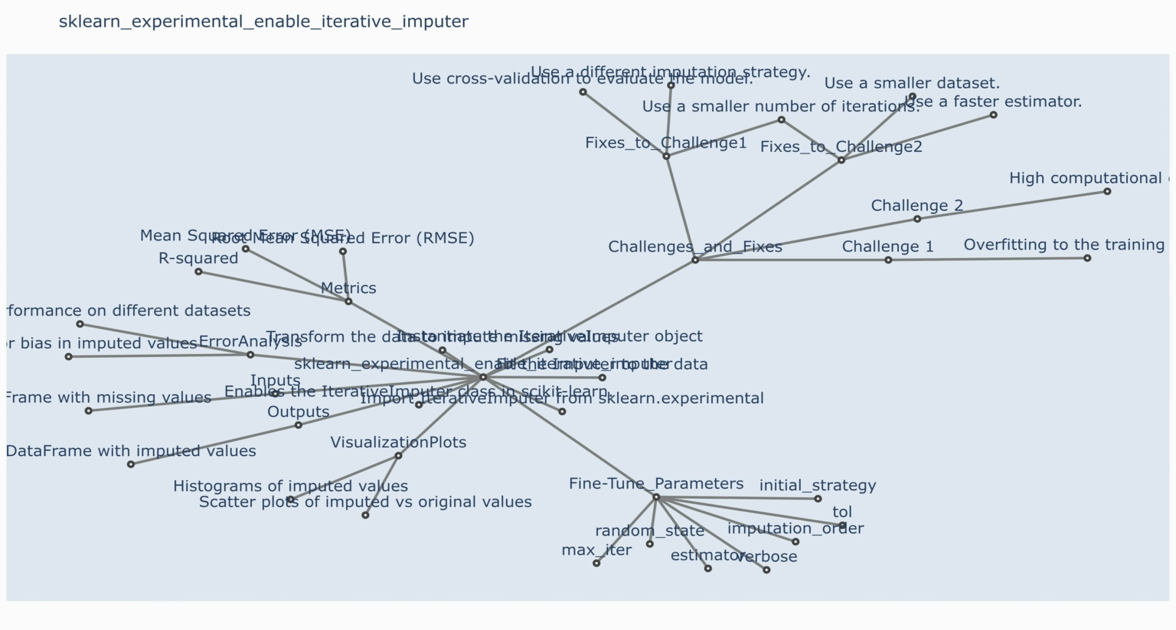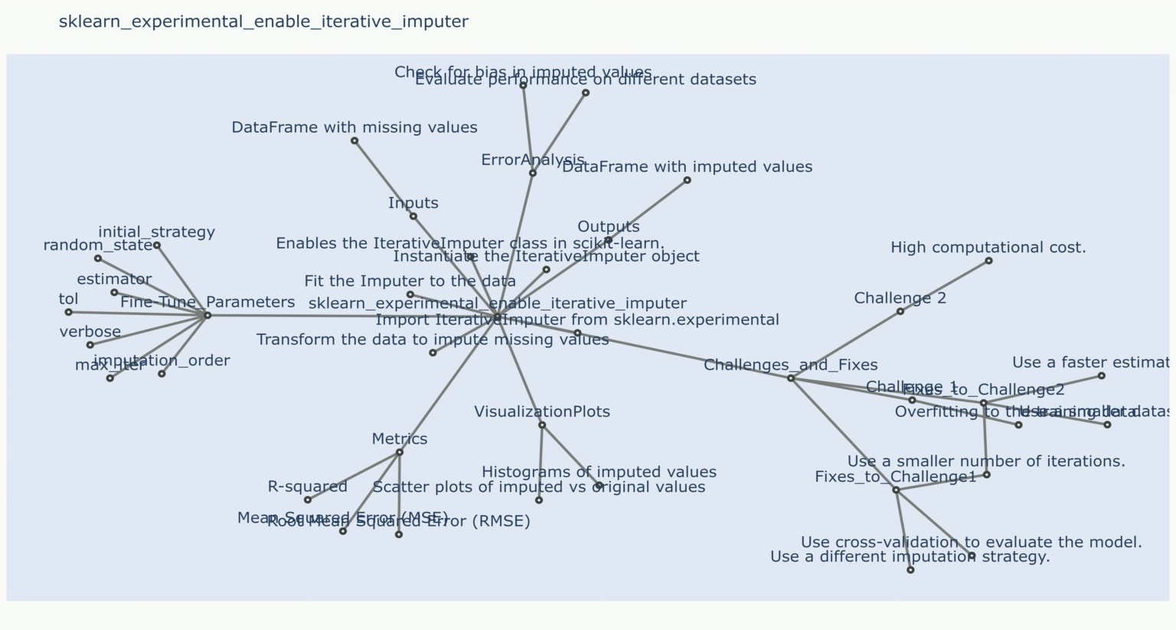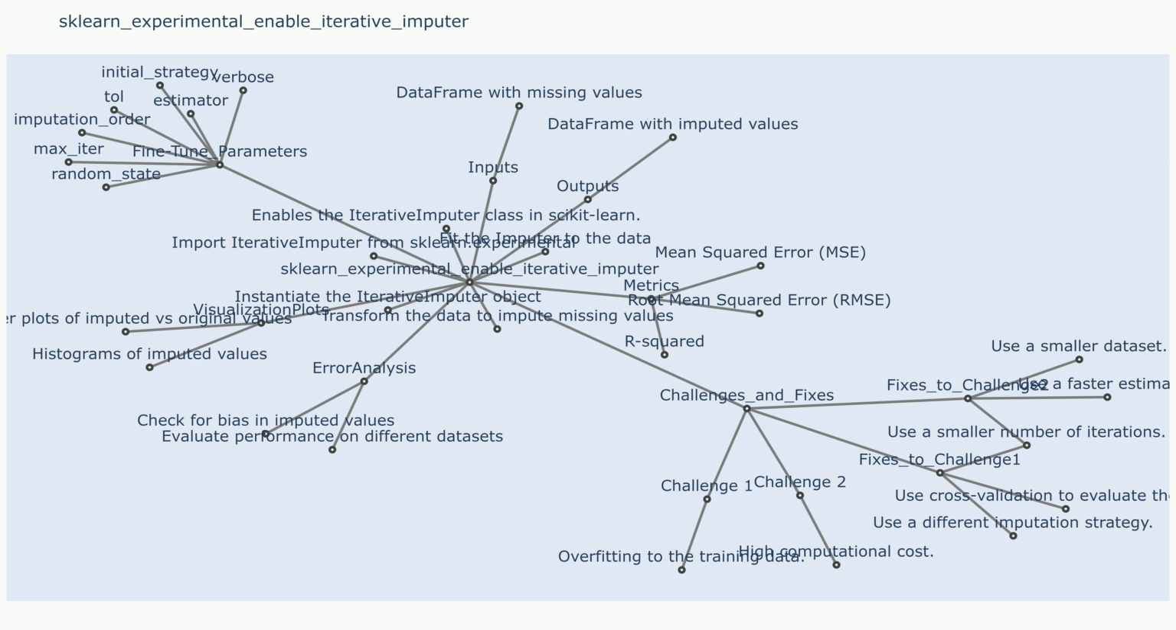sklearn experimental enable iterative imputer. Description: the enable iterative imputer function in scikit-learn is an experimental feature that allows you to use the iterative imputer for handling missing values in datasets. It operates by iteratively imputing missing values using a specified estimator, e.g., a linear regression model. This approach is particularly useful for situations where the missing values are not randomly distributed but have a relationship with other features in the dataset.